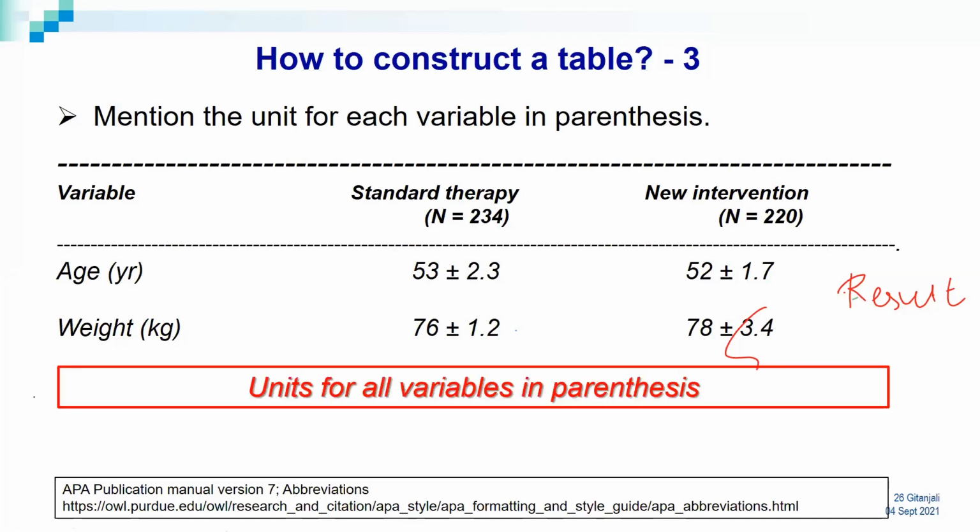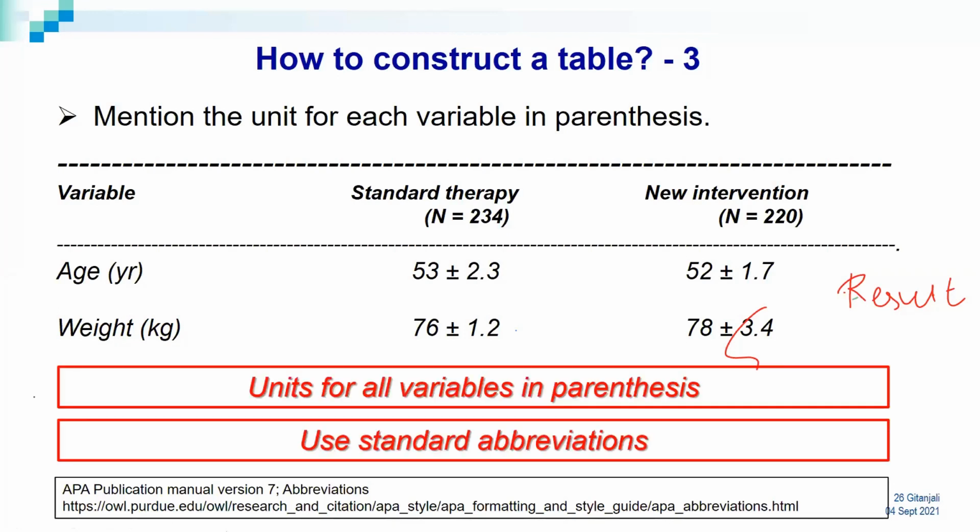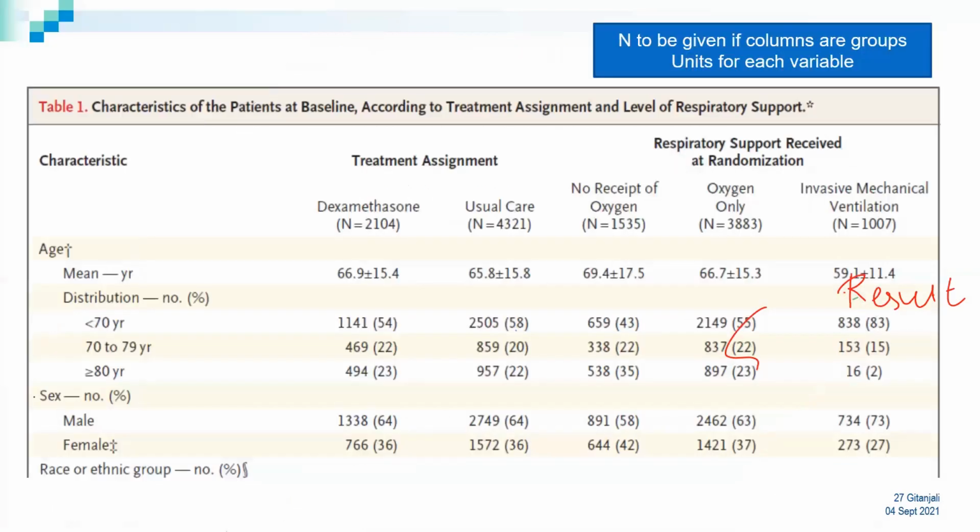Okay, so that's important. The abbreviations for these variables should also be a standard abbreviation. For example, kg is for kilogram. You can't write kilo, or capital KILO, or for year you can't write YRS and things like that. So there are standard abbreviations which you need to use. Please use them. You can get them in the APA publication manual, or any of the websites will give you the abbreviations which you need to use.